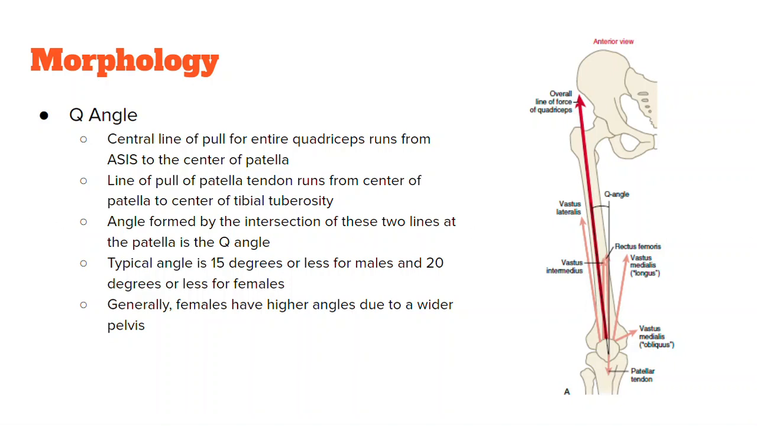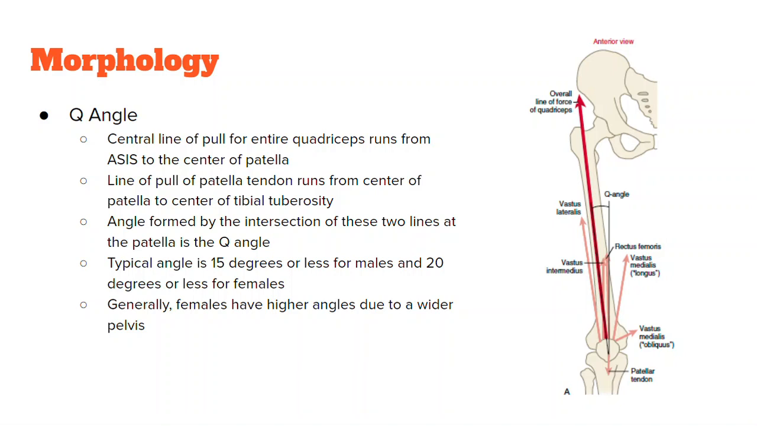Let's look at some more morphology of the knee. And we mentioned the Q angle previously. I do want to preface this by saying there's a lot of debate about the Q angle, especially the static Q angle being associated with any sort of injury. It's kind of been handed down through the literature. People are doing more research on the dynamic Q angle.